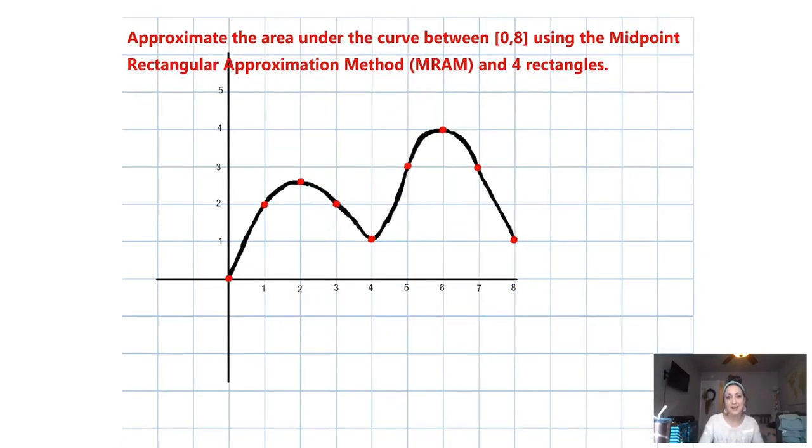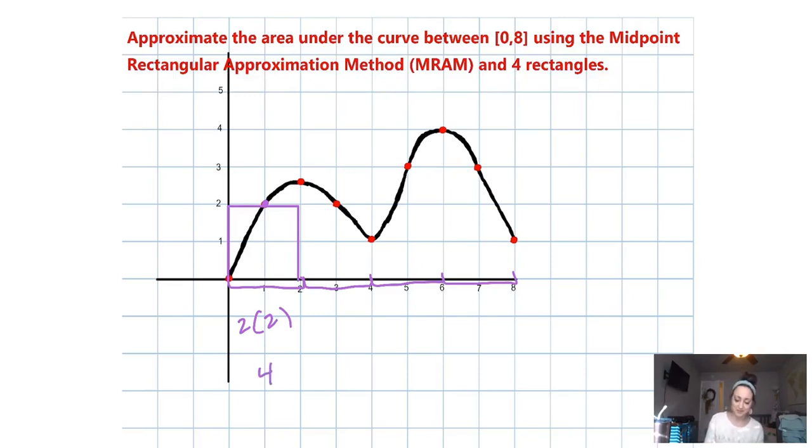All right, let's try MRAM. Remember, M stands for midpoint. I'm still using 4 rectangles, so let's still go ahead and mark off 0 to 2, 2 to 4, 4 to 6, 6 to 8. For this first subinterval from 0 to 2, your midpoint is x equals 1. So find what y is when x is 1, which is up here, right? That's going to be your height still for that entire subinterval from 0 to 2, okay? So here is my first rectangle. So base of 2, height of 2 for an area of 4, right?